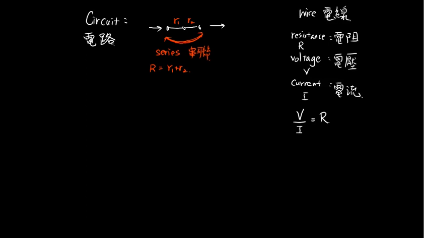And we also have the other case, which is parallel. We have some current flowing from the left to the right, and we have R1 and R2. And in this case, we call that parallel. In this case, R is equal to a weird formula: 1 over R1 plus 1 over R2, and then take the reciprocal.